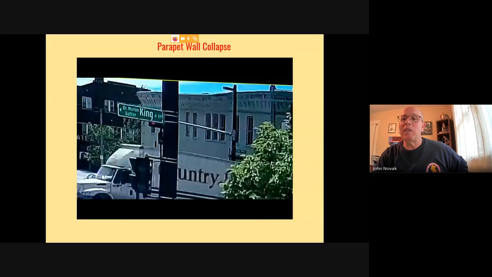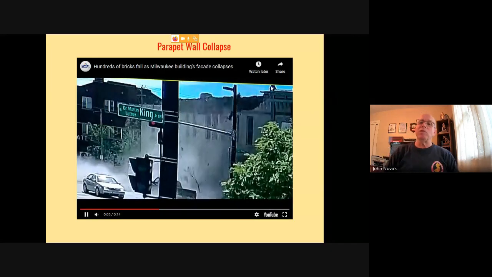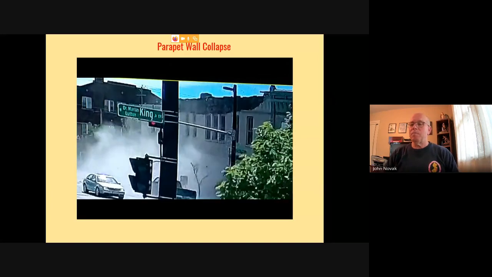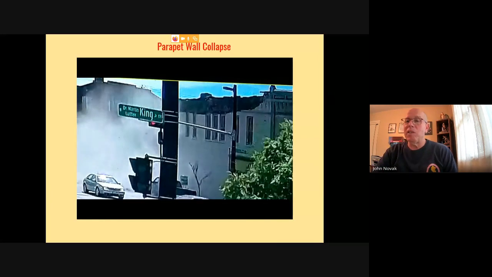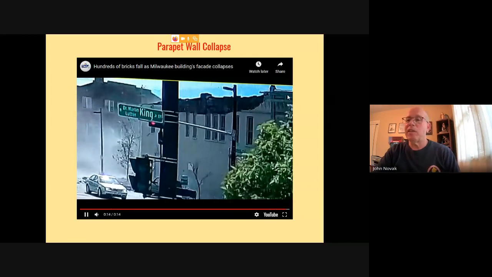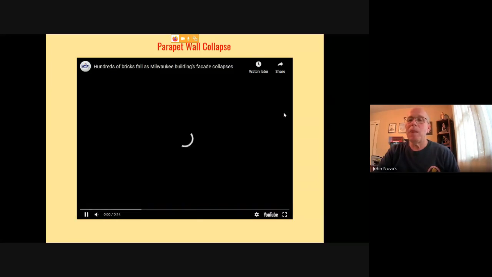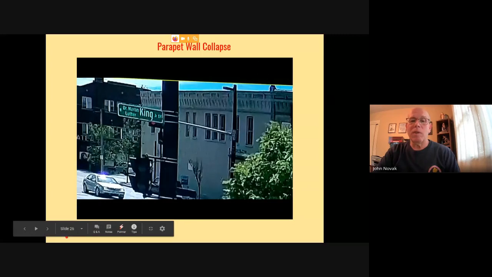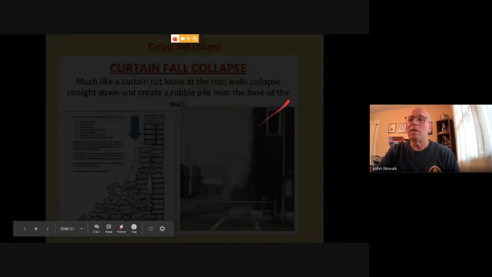Do you know how unstable this is? Unless you've inspected the building, you wouldn't know. It looks like fairly substantial walls up there. It doesn't even look like a parapet. And it comes crashing down on top of you. So let me go to the next slide.